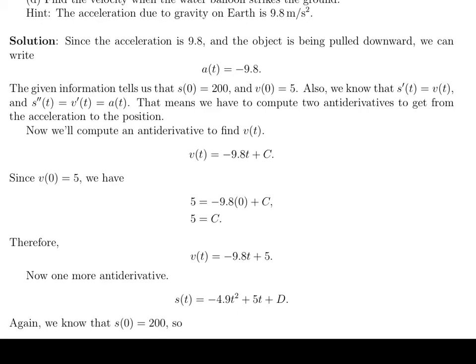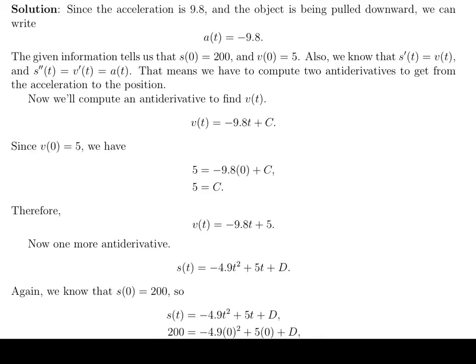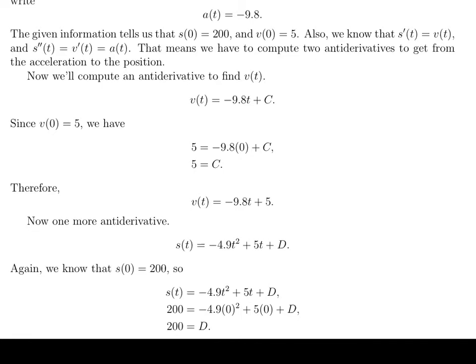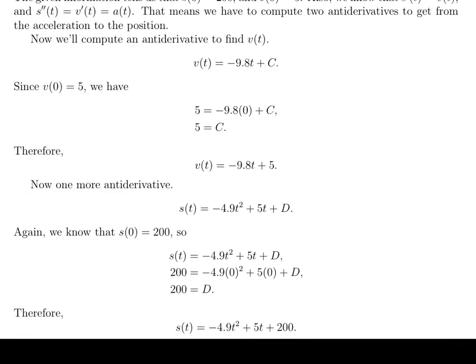Now we know that S of 0 is equal to 200, so we're going to use that to solve for d. The way we do it is to plug in t equal to 0, and then on the left-hand side, we've got the 200. All of those terms disappear to just give us d equals 200. So if we go back now, we've got S of t is equal to negative 4.9t squared plus 5t plus 200. Basically, we go back and put the 200 in for d.